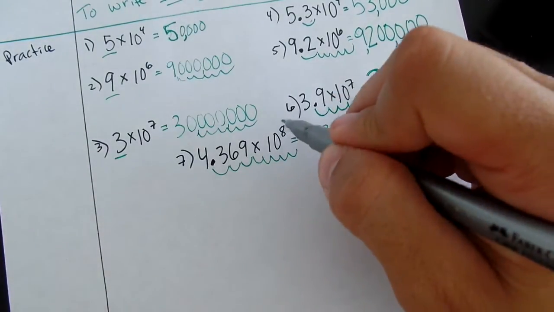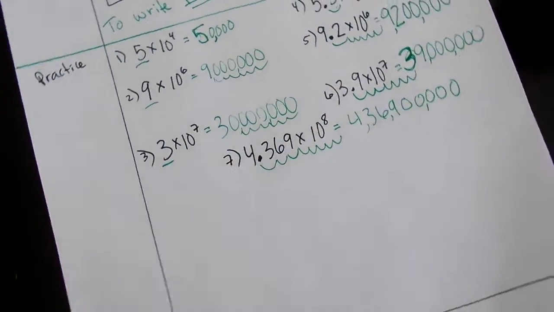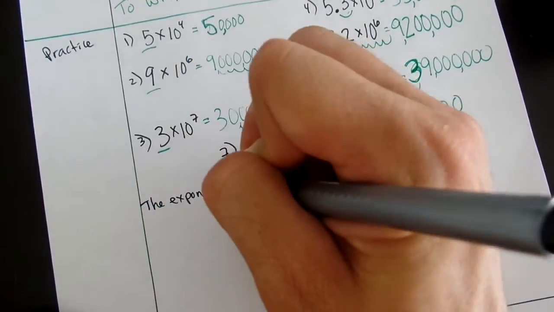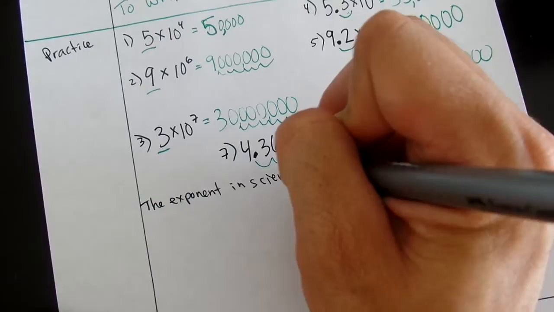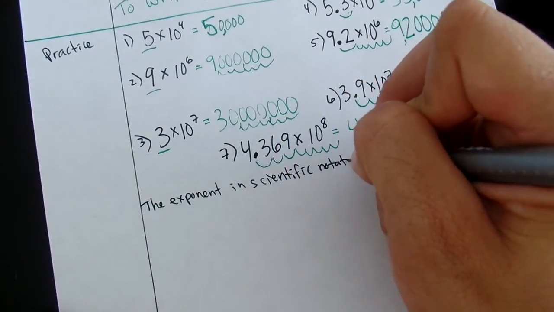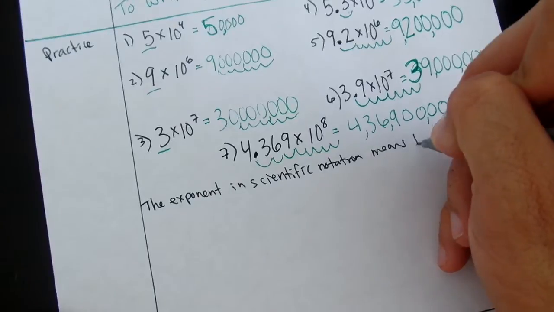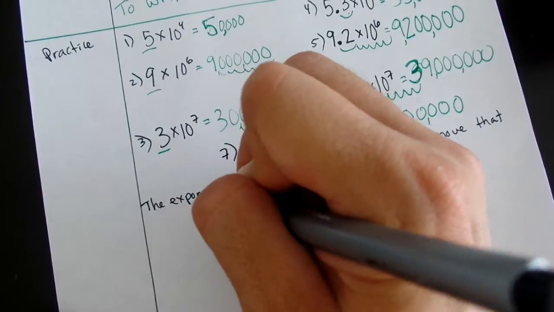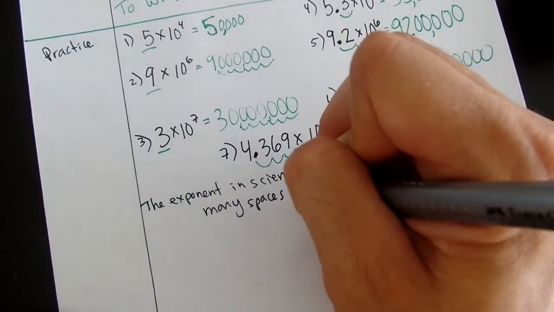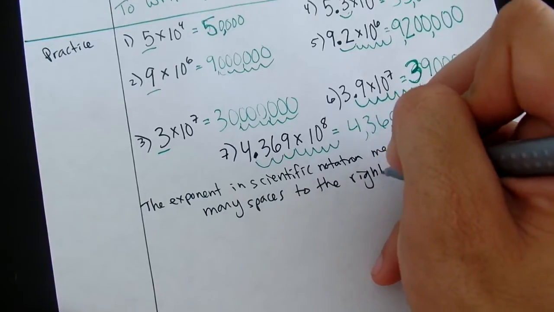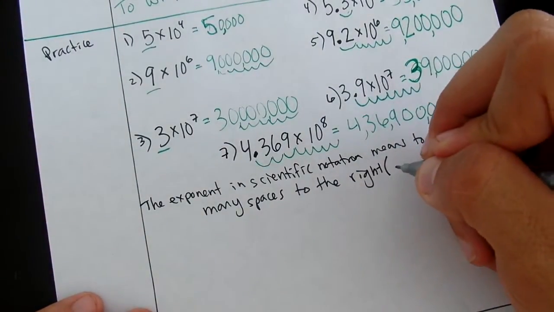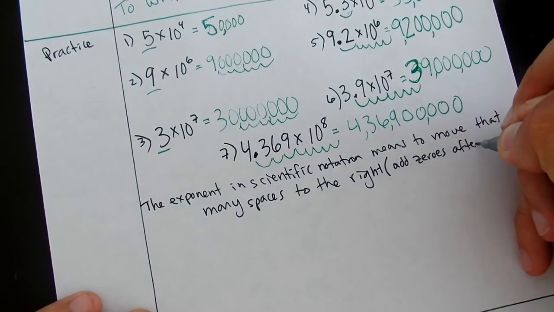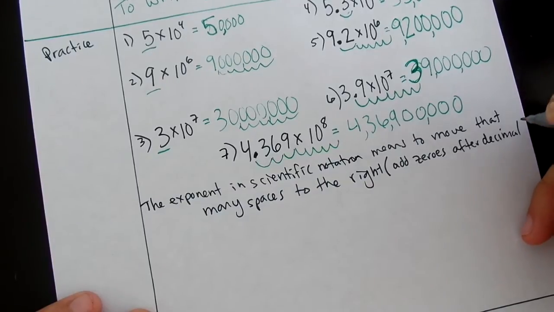Okay? So this 8, what are we learning? This 8, the exponent, in scientific notation means to move that many spaces to the right. And if you have extra spaces after the decimal, you add zeros. Okay, so if you have a decimal, you add your zeros.